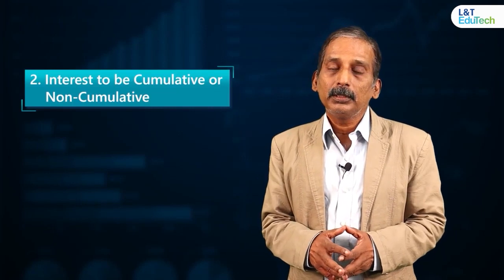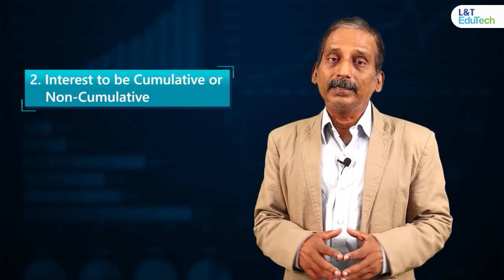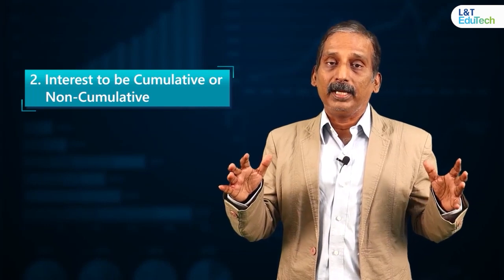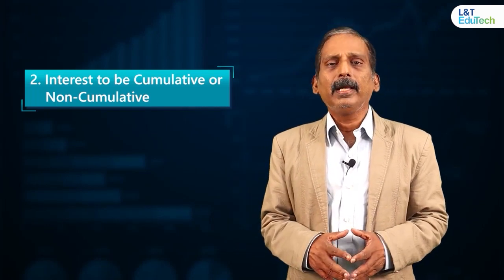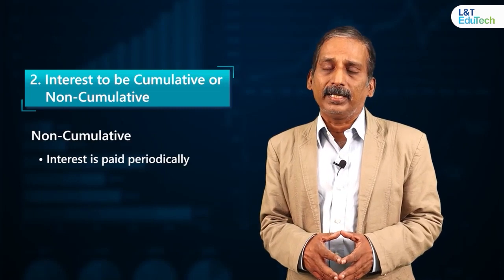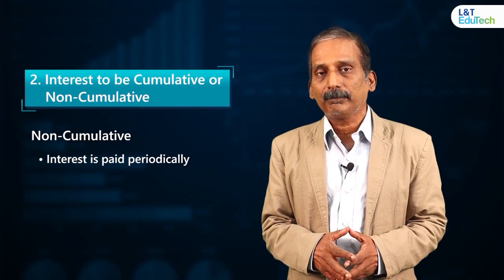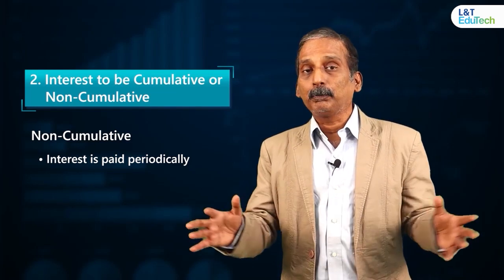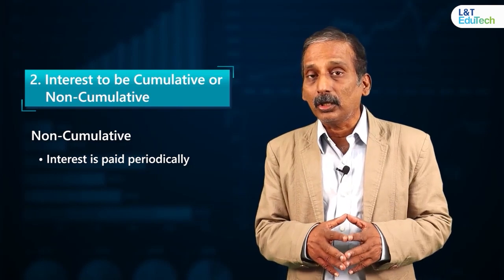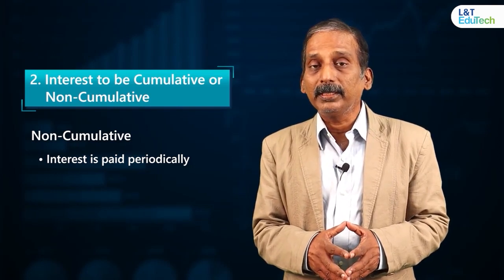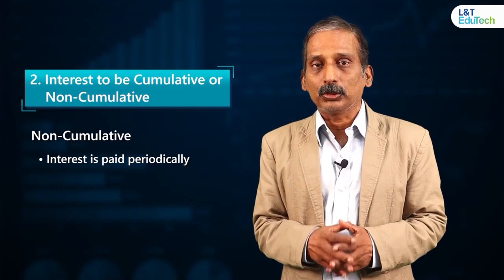The second important feature of a fixed deposit is that this interest payment can either be cumulative or it can be non-cumulative. If it is non-cumulative, then it is paid at the end of every year normally. It can also, according to what the bank decides, be paid at the end of every quarter or at the end of every half year. In a cumulative plan, the interest is not paid out. The interest is added back to the deposit.